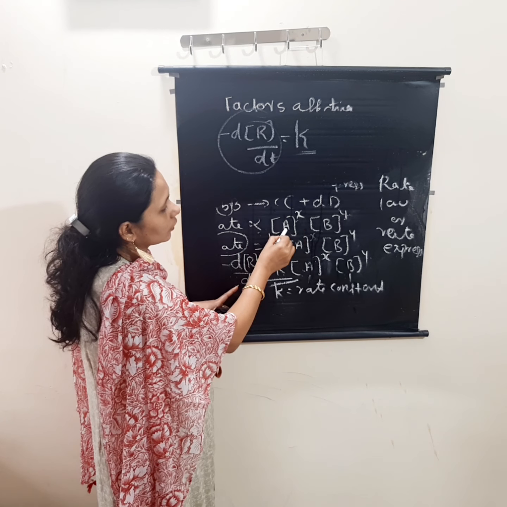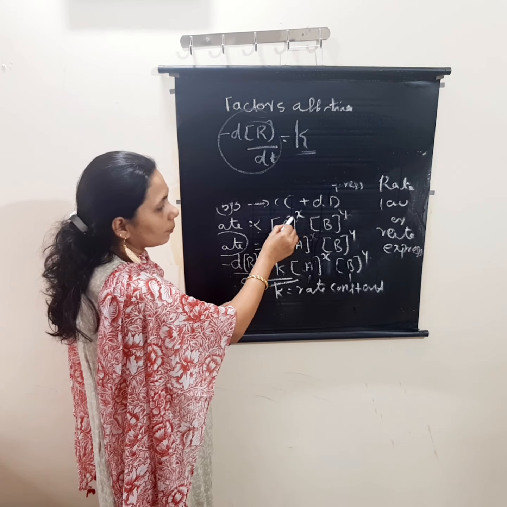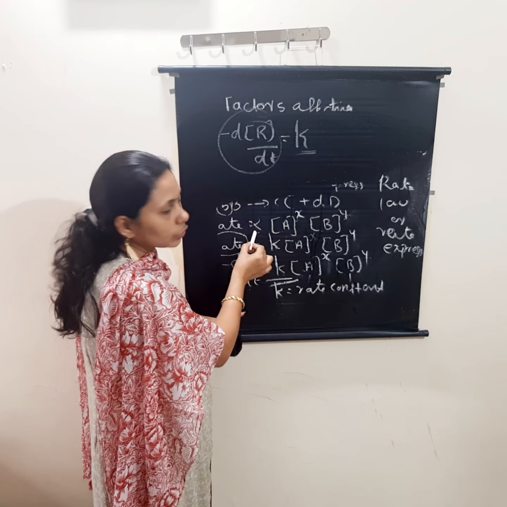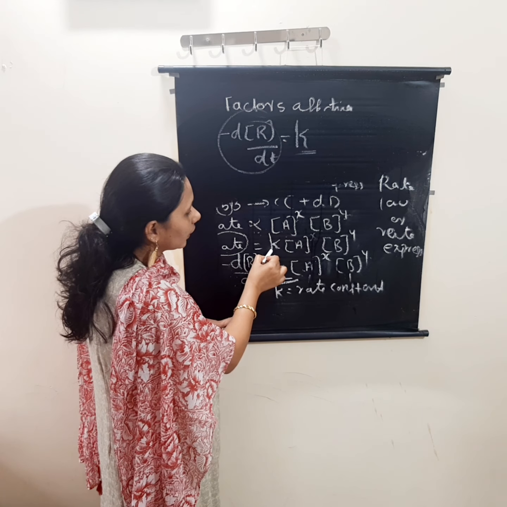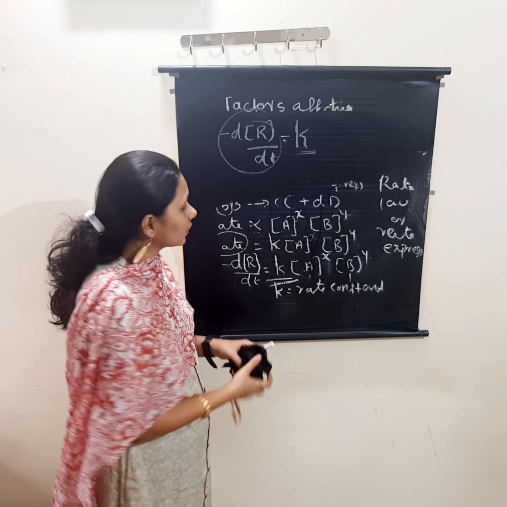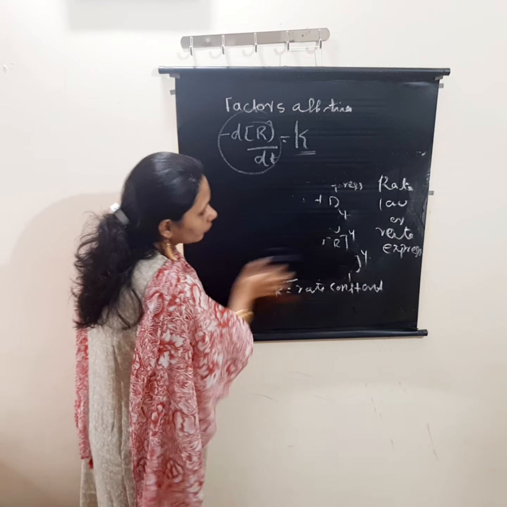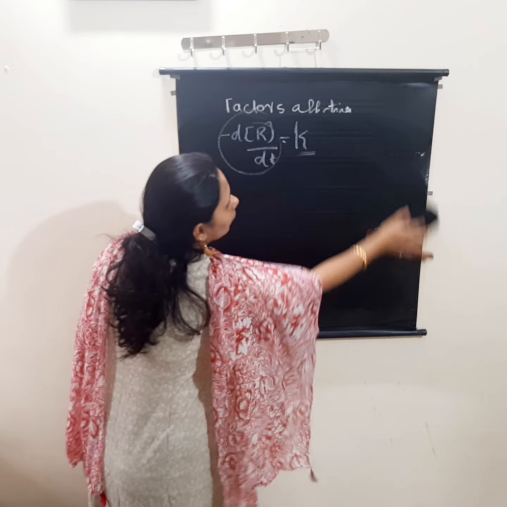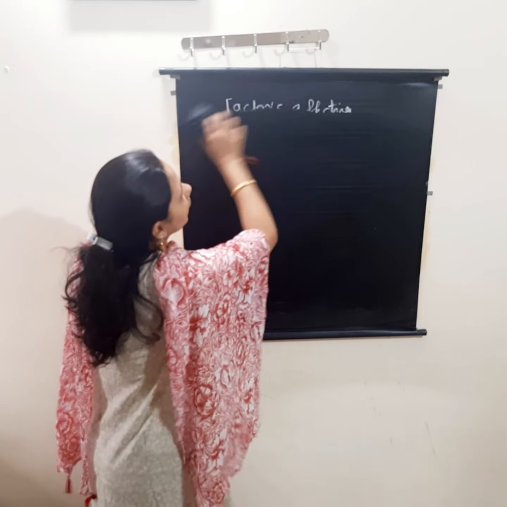Rate is proportional to the reactant raised to some power. Then we have to remove the proportionality sign, and then we will get this. So that is how we write the rate expression or rate law for any general type of equation.